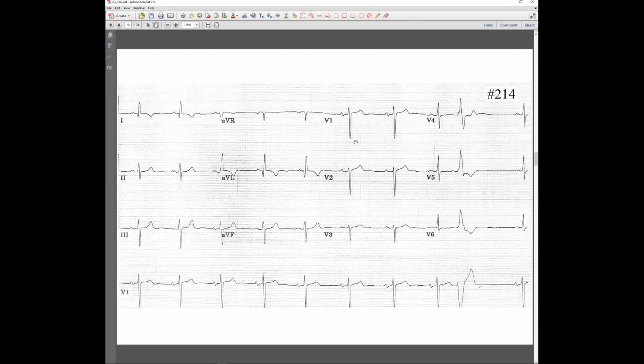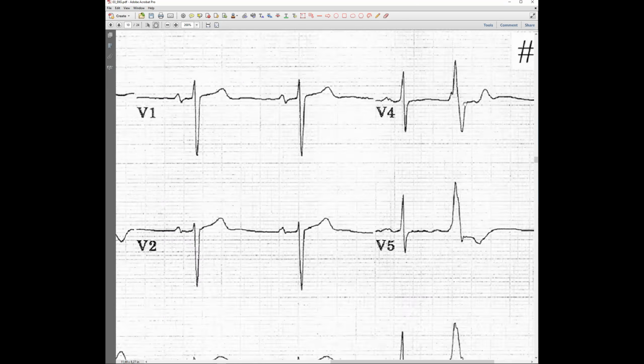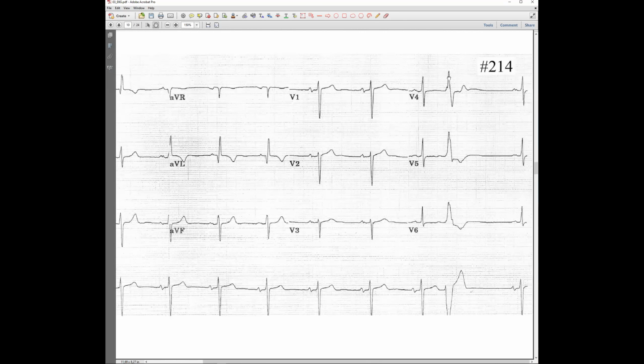Where? Which lead is that? So the V4, V5, V6, and lead 1. Yeah, but this is only one beat. What kind of beat is this? It's completely different from the others.